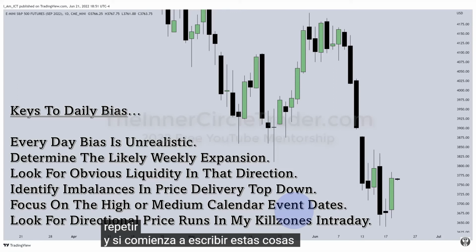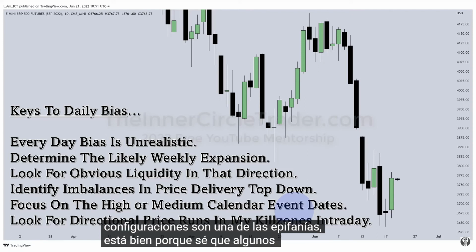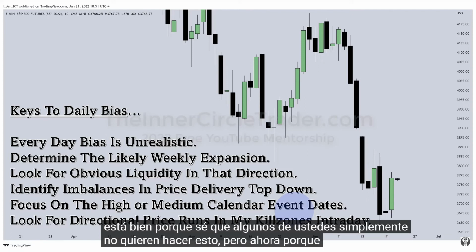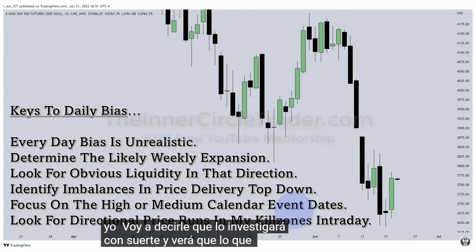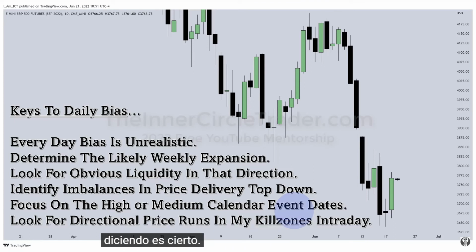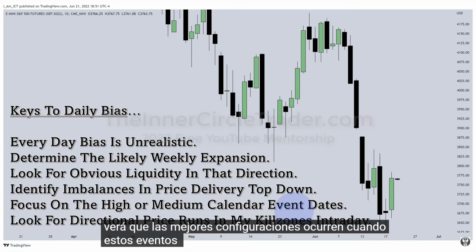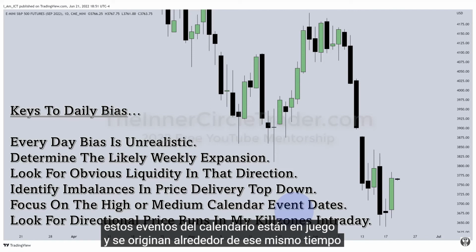And if you start journaling these things, you're going to notice that the setups, this is one of the epiphanies, okay, because I know some of you just don't want to do this, but now because I'm going to tell you, you're going to go into it hopefully and see that what I'm saying is true. If you backlog every day, show everything that took place, mark up your charts, as I'm going to show you in some examples in here. When that happens, over time, you're going to see that the best setups occur when these calendar events are in play and they originate around that same time.